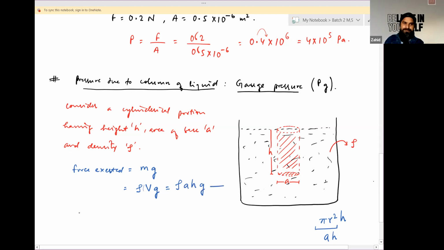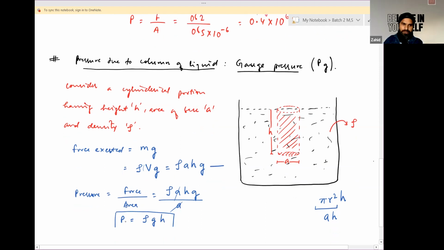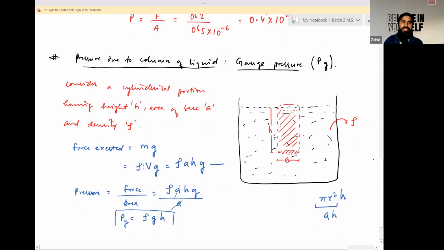Now for pressure, force divided by area of cross section. Force is rho A h into g. Area of cross section is A. So this A and this A will cancel out. So you'll get P equals rho g h. This pressure is due to the column of liquid, so it is also called gauge pressure, denoted by PG.